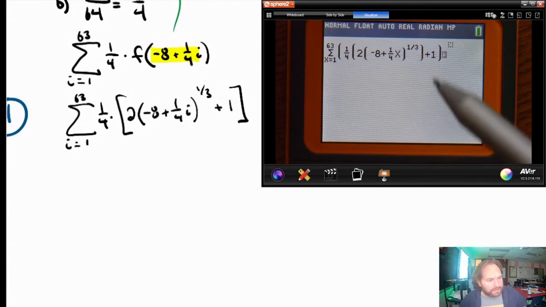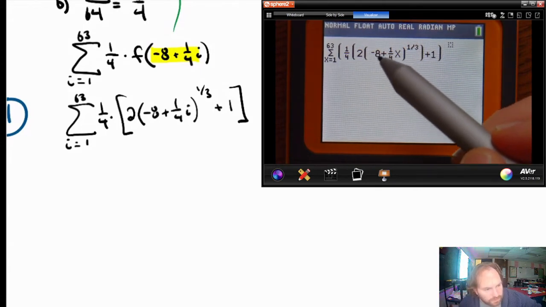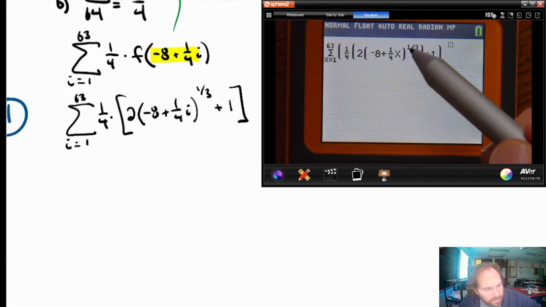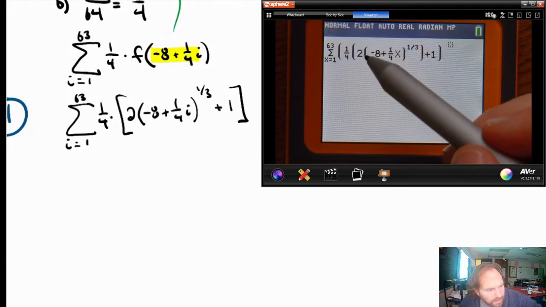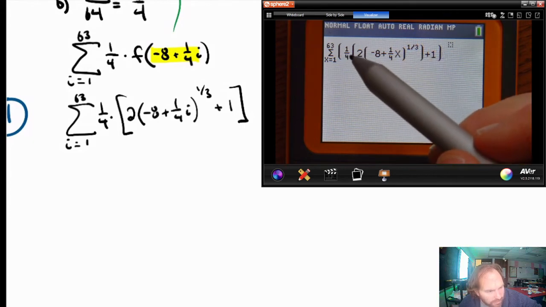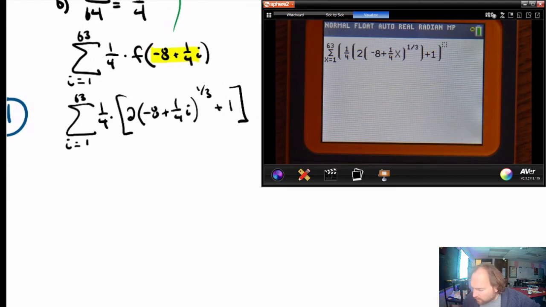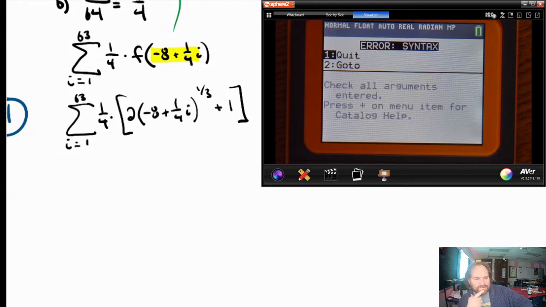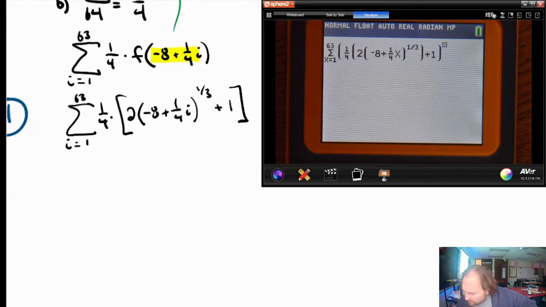That's what it's got to be. So if I'm thinking about this correctly, I need the calculator to do -8 plus 1/4 x first, raise that to the 1/3 power, multiply that times 2, and then add 1 to that. And then after it's all done, multiply it by 1/4. I think this will work. Let me go ahead and push enter to see if the calculator gives us that syntax error again. Okay, let's see. Where's the problem now? Let's delete that. Maybe that's the problem. Okay, we'll try running it one more time. Maybe this will be a 1. 63, which seems to be going from 1 to 63.